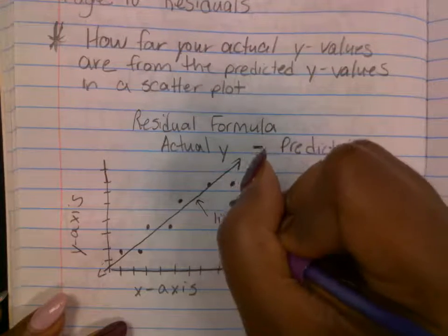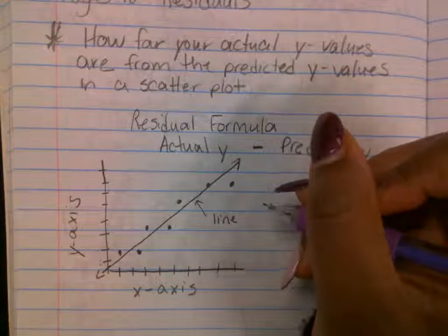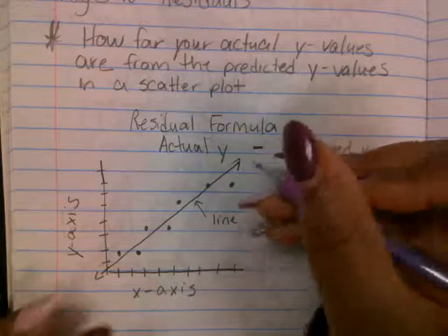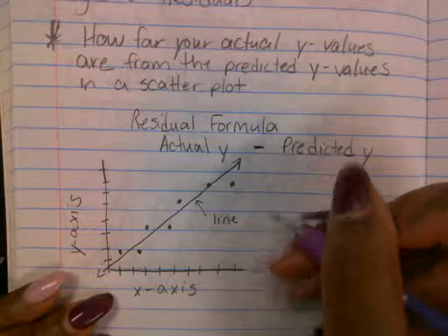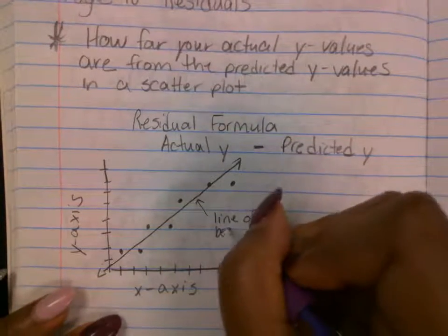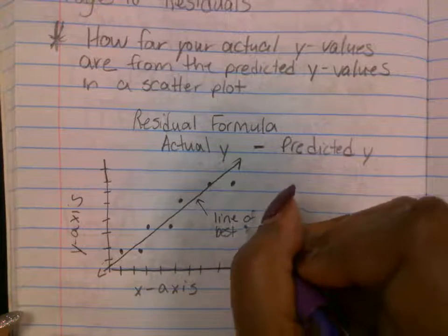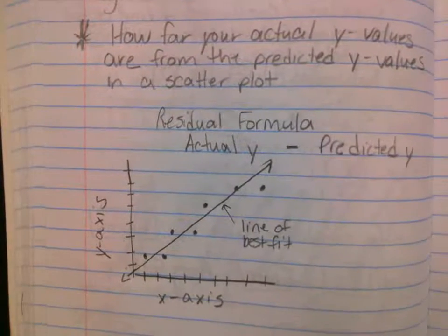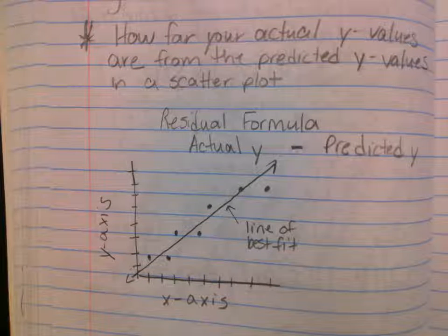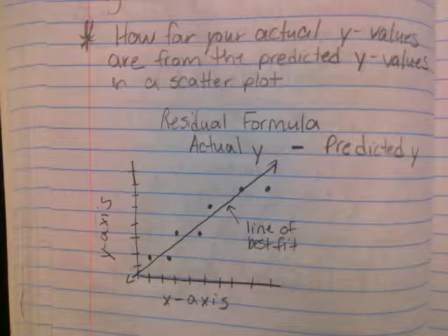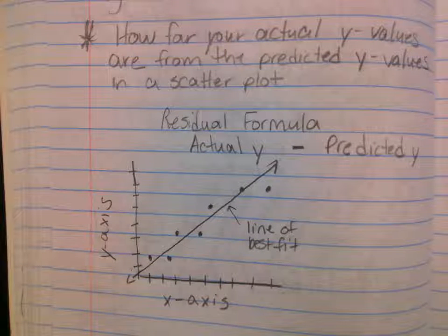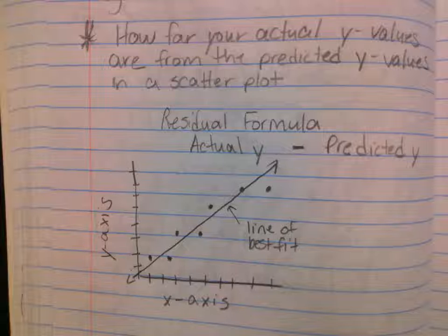Other names for line of best fit could be linear model. It could be line of fit. Okay, they all mean the same thing, okay? Or best fit line. There's so many different names. It all means the same thing. If they say find the linear model, they mean find the line of best fit. Linear regression, they mean find the line of best fit. They all mean the same thing. Any questions about this so far?